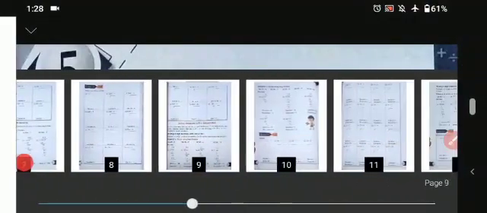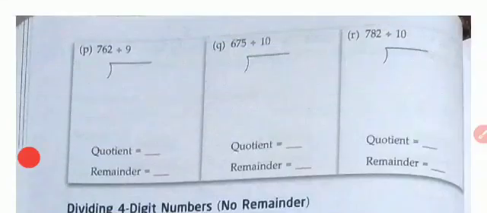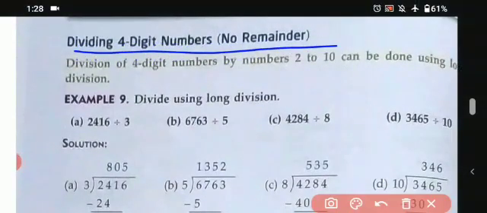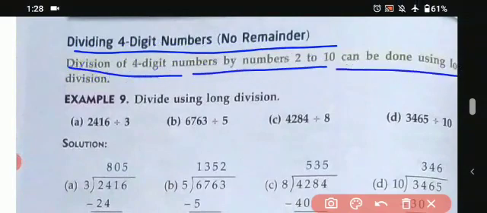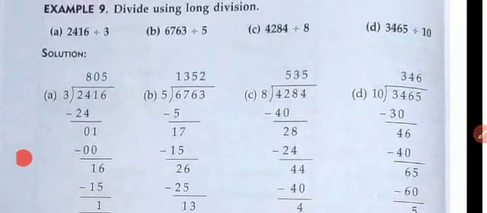So till now we have learned all the two-digit number division and three-digit number division with the remainders. So we'll be doing the four-digit number with the remainders. Dividing four-digit numbers with no remainder: division of four-digit numbers by numbers of 2 to 10 can be done using division. So here are some of the sums which are being given here as examples. Now we'll be doing the exercise.